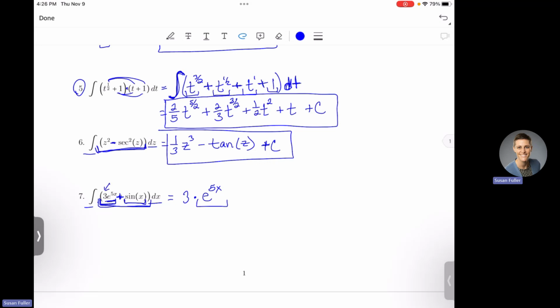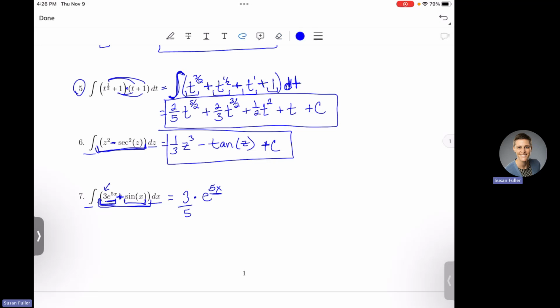But I don't have an extra 5 out here. I just have a 3, which means that in my antiderivative, I need to divide by a 5 to take care of that extra 5 that's going to pop out from the chain rule. Does that make any sense? So if you have an extra number in here, you need to divide by that number out front in your antiderivative to account for the extra version that pops out of the chain rule.